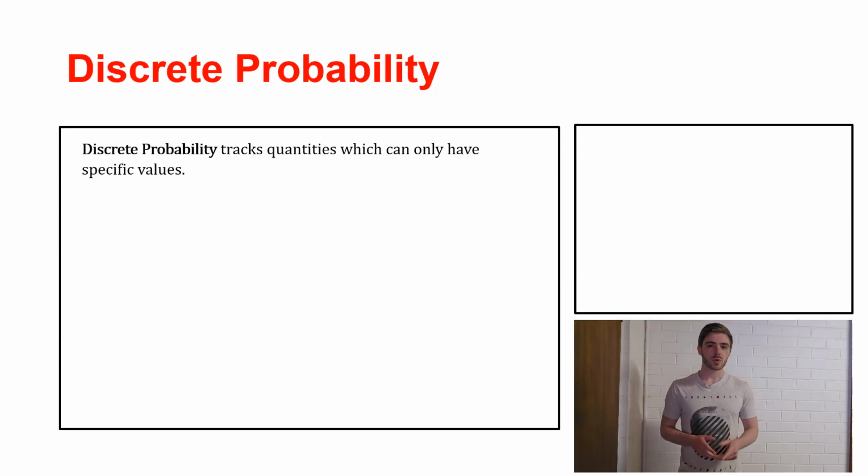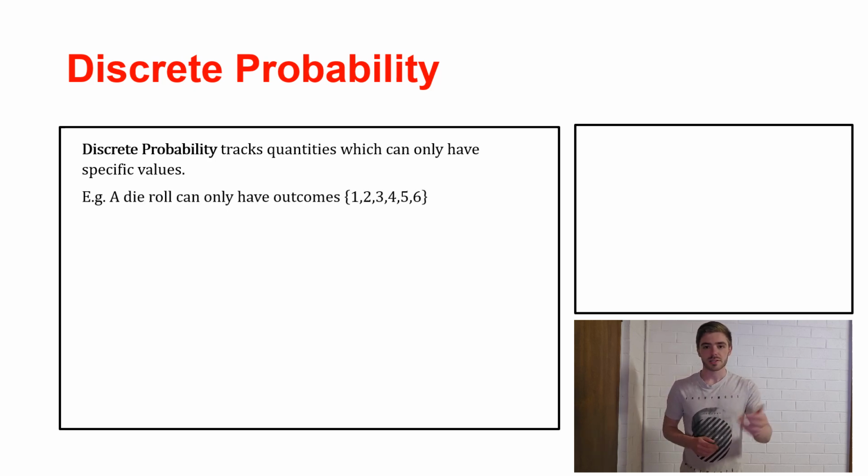Discrete probability is all about quantities that can only occur in specific values. The typical example is rolling a dice. You're only ever going to get the numbers between 1 and 6. You'll never, for instance, roll a 0.5 on a dice. This is a discrete probability type of question.